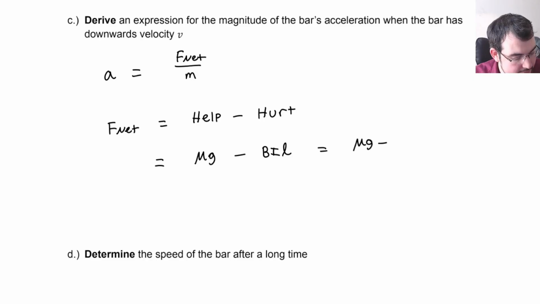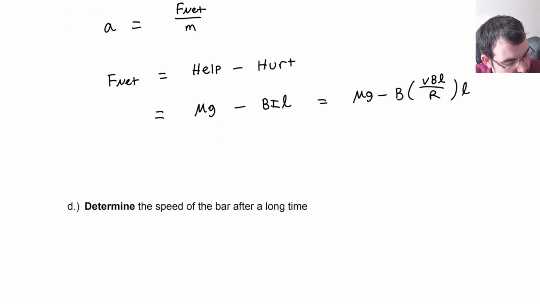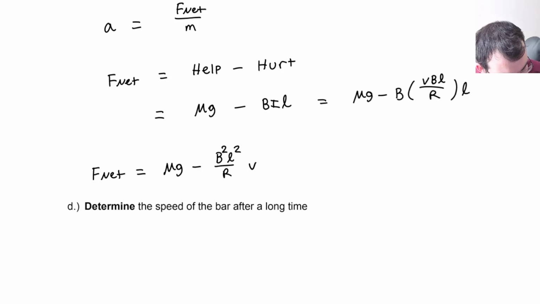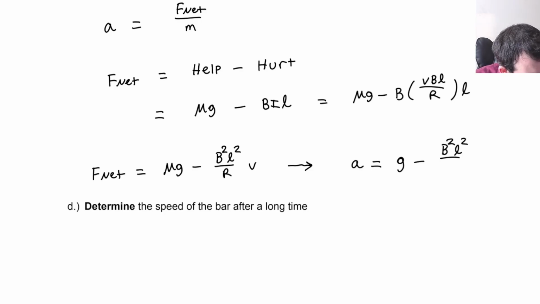And just like before, the current in the bar can be found just by taking the Hall effect voltage divided by its resistance times L. So this is going to tell us that the net force is equal to mg minus B squared L squared over R times v. So that means our acceleration of the bar would be all of that divided by the mass of the bar. So I take out a mass from the first term, and I also put a mass on the denominator of the second term.